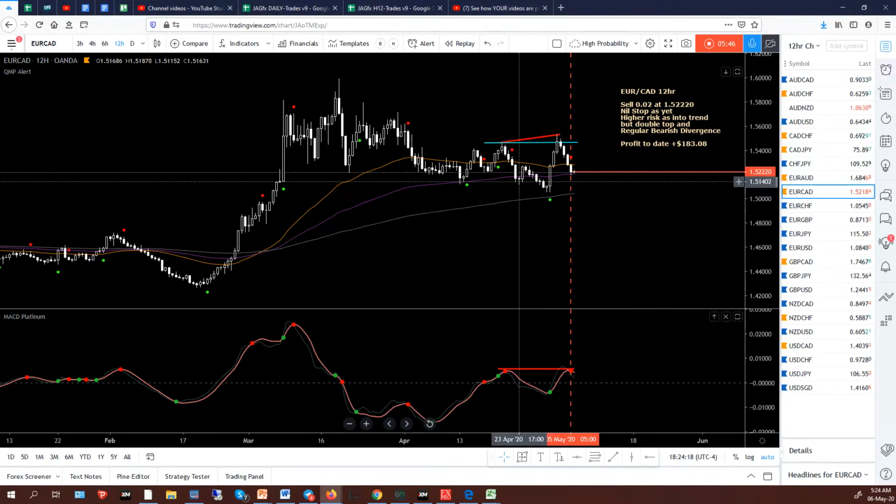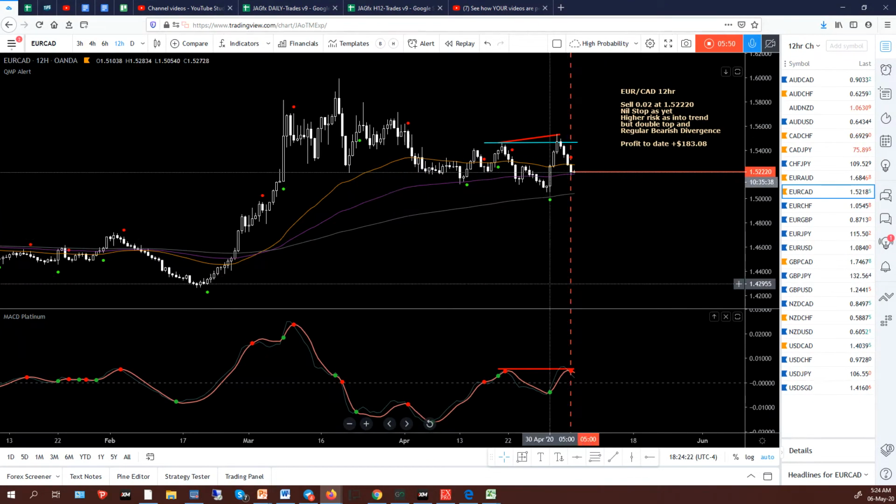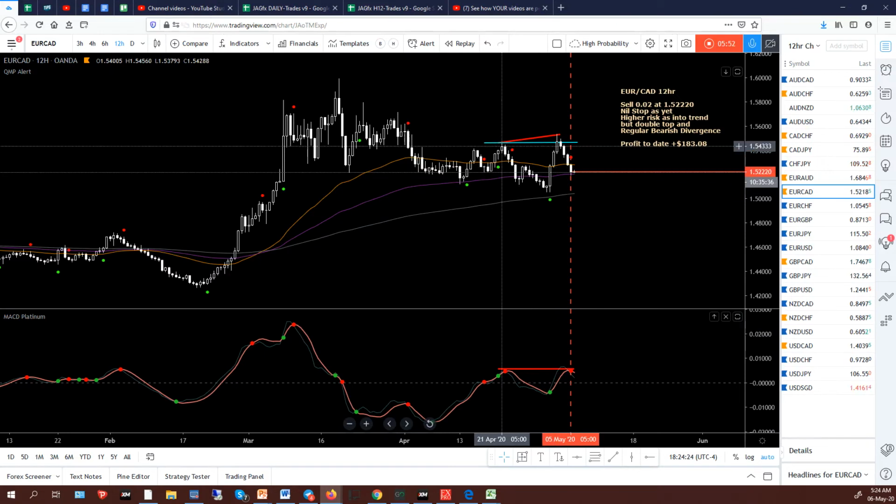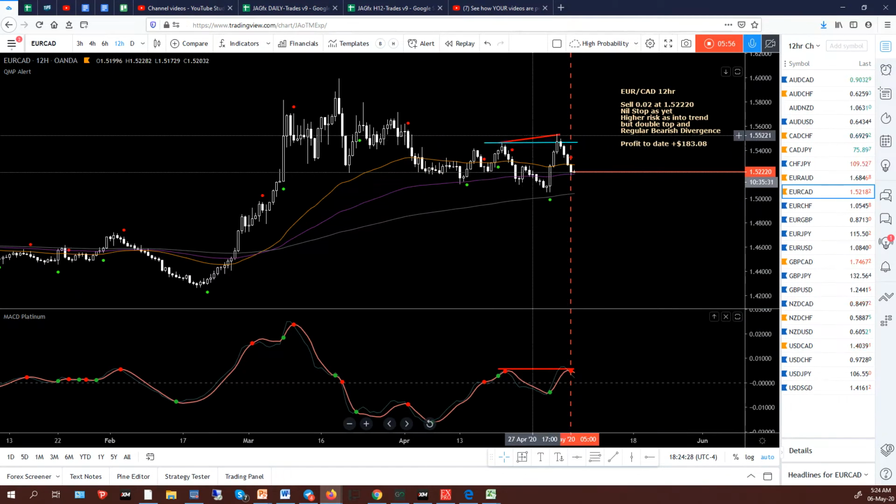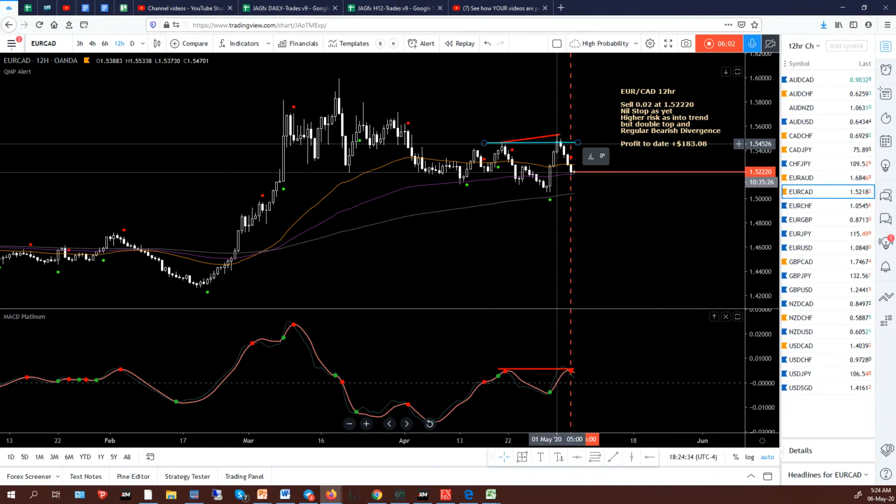It's a high risk trade. The trend is up. We're in the MAs already, so the MACD Platinum's above the 0 level. We've got this resistance level up here, and we've also got regular bearish divergence. So we've got higher highs on price, and look, you're probably saying you can't have both a double top or resistance level and divergence. Well, I just look at the general.